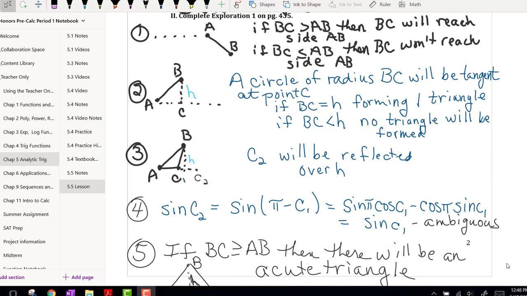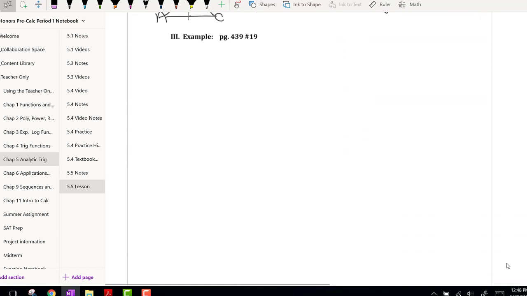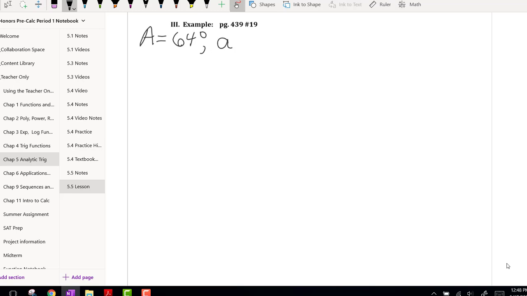All right, so let's move on to an example that might have an ambiguous case, and that is page 439, number 19. We are given this information about our triangle. We're given that angle A is 64 degrees and side A is 16 units and side B is 17 units.